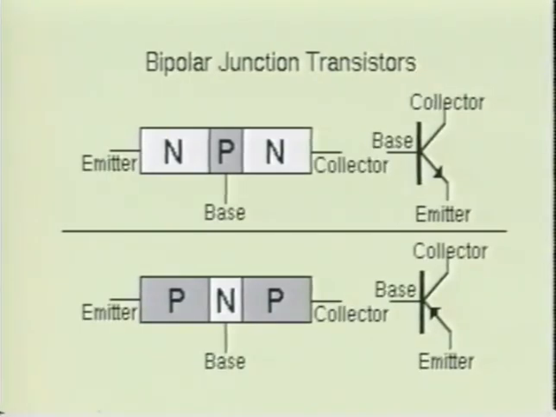One will be the emitter, one will be the base, and one will be the collector. The emitter lead is easily identified by the arrow placed on it. As you notice, the arrow points in on the PNP, and it points out on the NPN transistor.